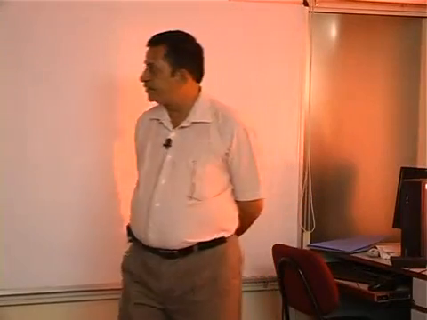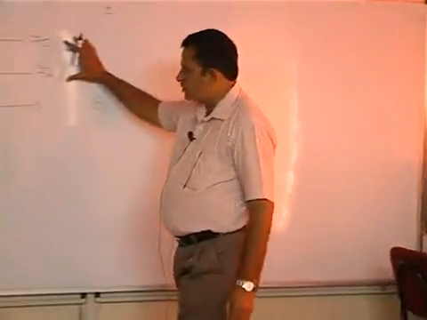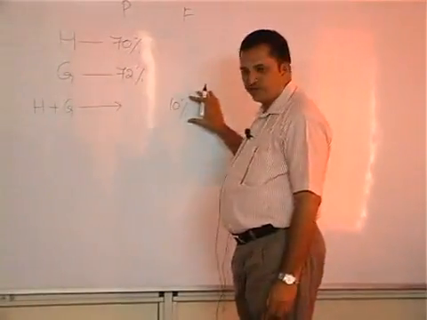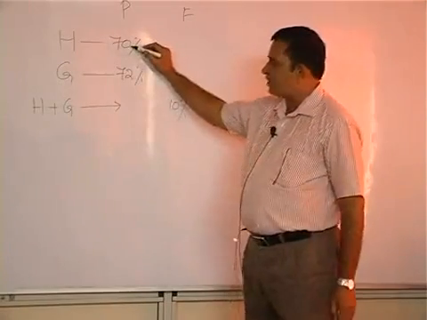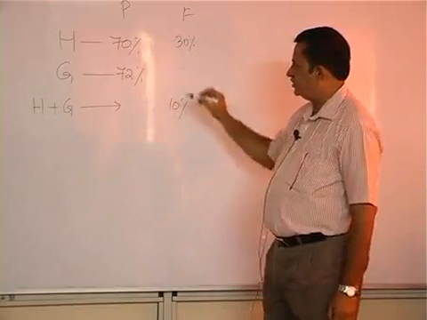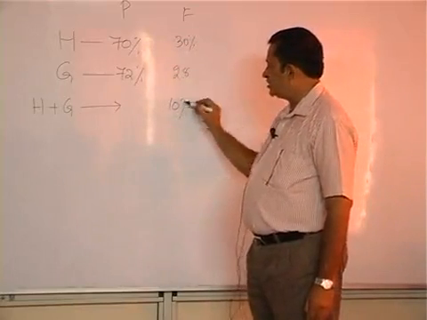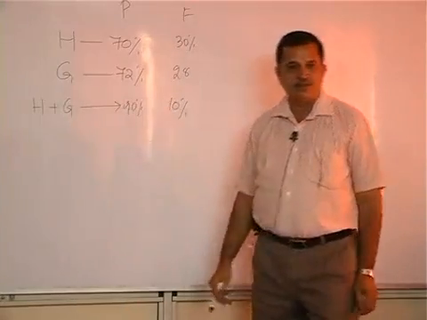See here, whenever in the examination he gives two values, this one value is failed. You fill up the total box here. 70% passed in history means how many failed? 30. 72% passed in geography means 28 failed. 10% failed means how much passed? 90%.